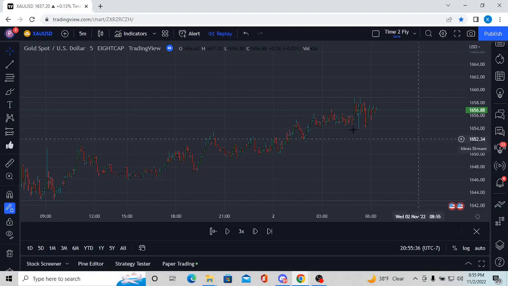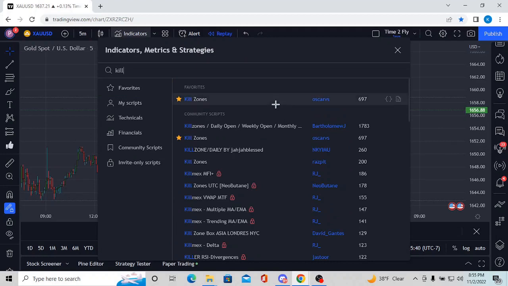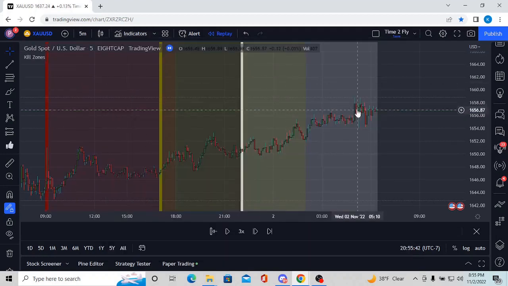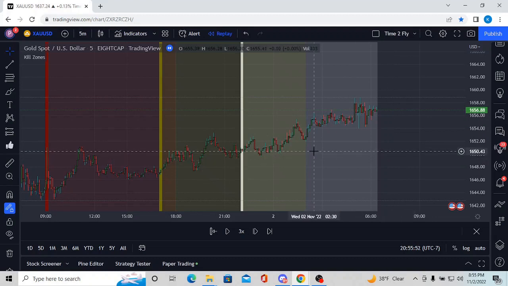So right off the bat, I like to use the indicator kill zones. This one was brought to my attention by Mamba, but if you don't know the sessions, it's going to cover it for you. You don't have to use this, but it's just a healthy reminder to let me know what session I am in.